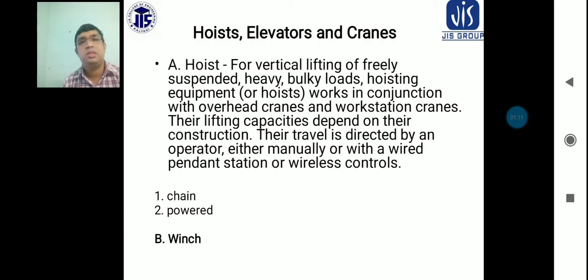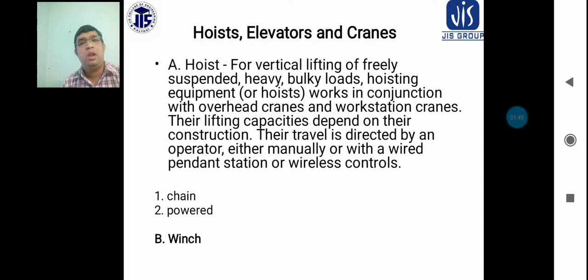The hoist is basically for vertical lifting of freely suspended heavy bulky loads. The hoisting equipment, or hoist, works in conjunction with overhead cranes and workstations. This is concentrated on the free movement of vertical lifting, that means the suspension of heavy types of materials. We can see different hoists used, for example, in the heavy construction industry.